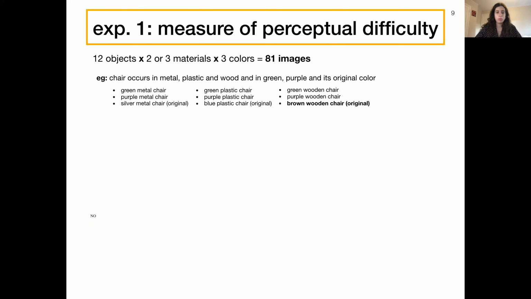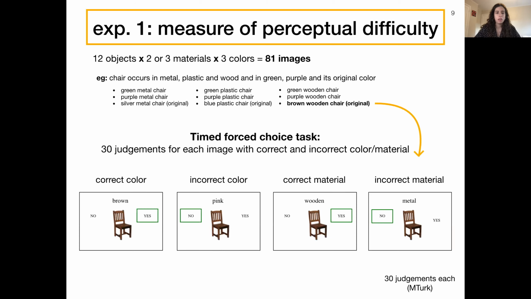So we had 12 objects, and each object occurred in 2 or 3 different materials and in 3 different colors, and the resulting 81 images were normed. In this first experiment, we showed participants pictures of these objects and adjectives, and we asked them to indicate whether the object had the property denoted by the adjective or not by pressing a key as quickly as possible. Every participant saw each image once. We collected 30 judgments for each image with correct and incorrect color and material.